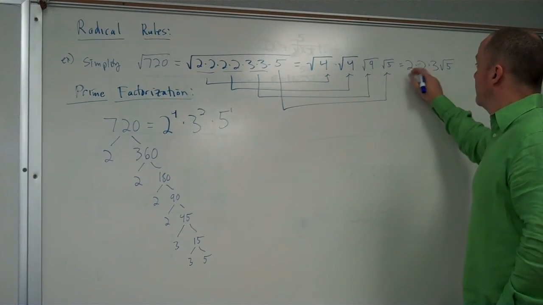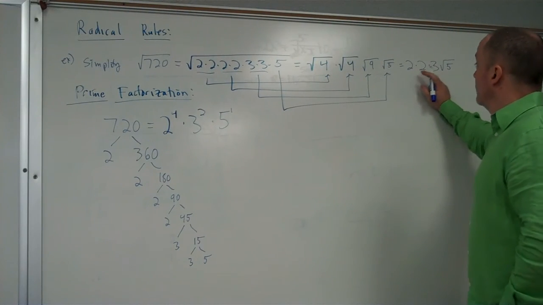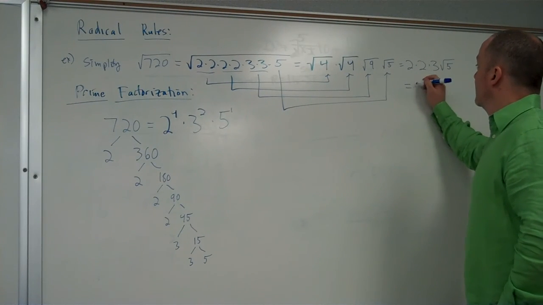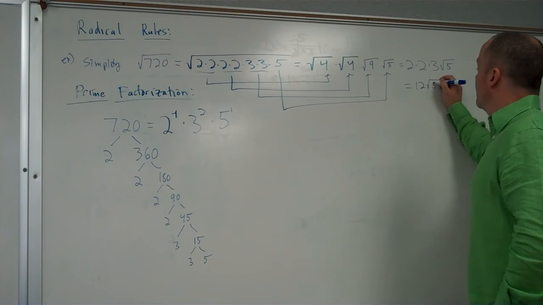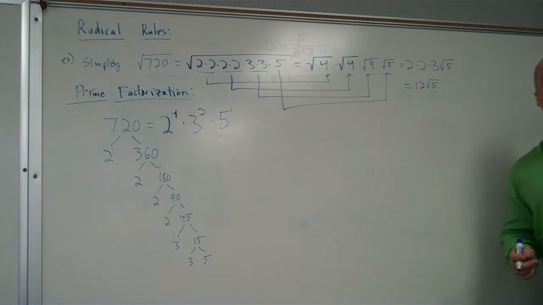These are all being multiplied. What's 2 times 2? 4. What's 4 times 3? 12. So this is 12 times the square root of 5, the simplest way to write the square root of 720.